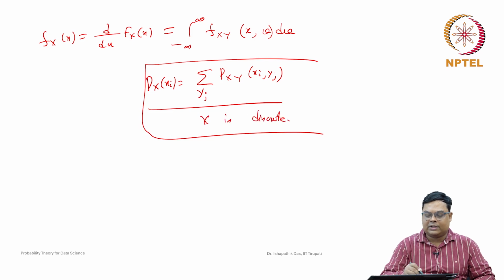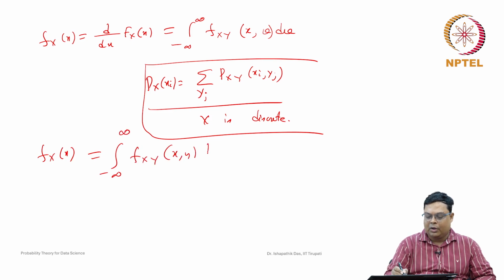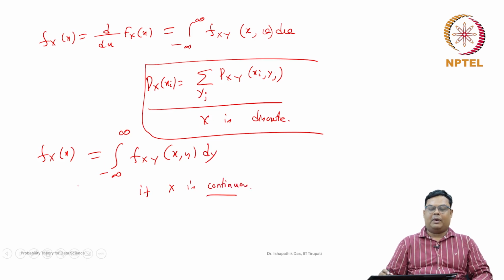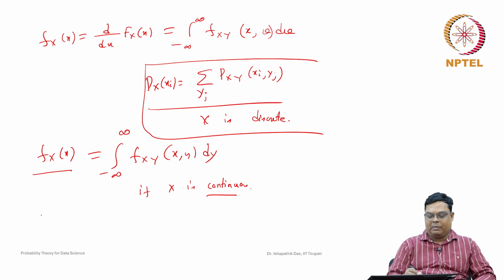Now, for the continuous case, how can we find that? For the continuous case f_X(x), instead of the sum we take the integration of the joint density function f(x, y) with respect to the other variable, whenever x is a continuous random variable. So, this is the marginal probability density function. If you integrate with respect to the other variable, then we find the marginal probability density function of x.